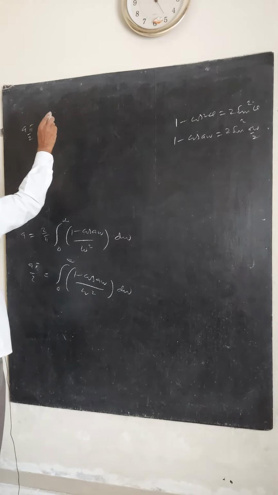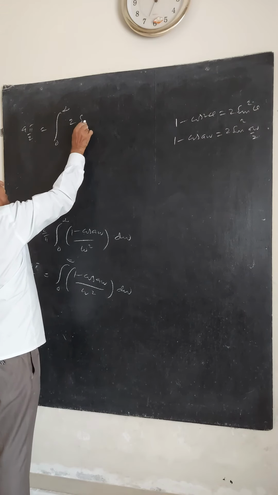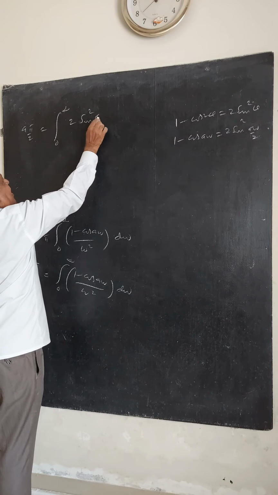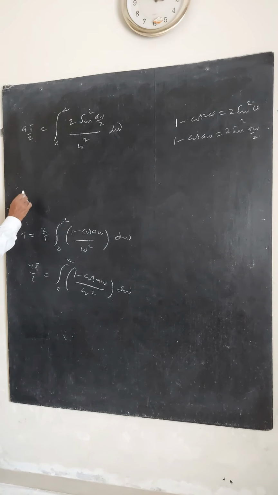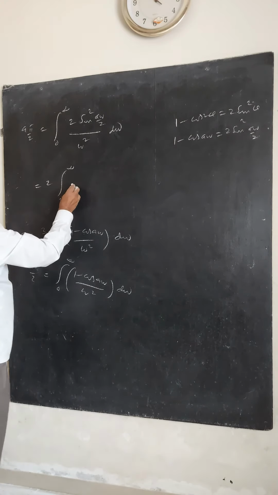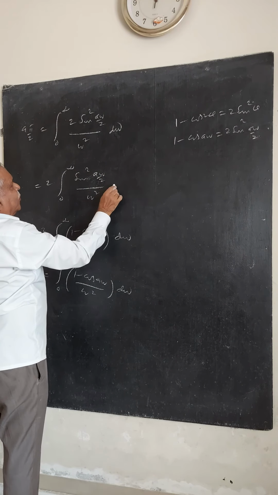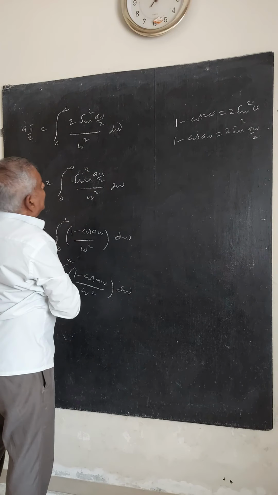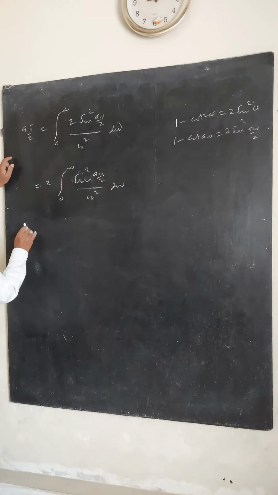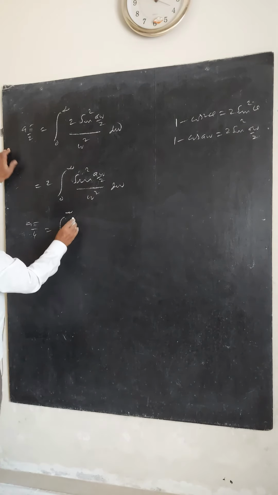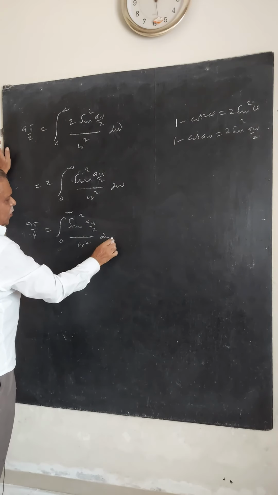a pi by 2 equals 0 to infinity, 2 sin square (a omega by 2) by omega square d omega. 2 comes out: 0 to infinity, sin square (a omega by 2) by omega square d omega, by 2. 2 comes down. a pi by 4 equals 0 to infinity, sin square (a omega by 2) by omega square d omega.